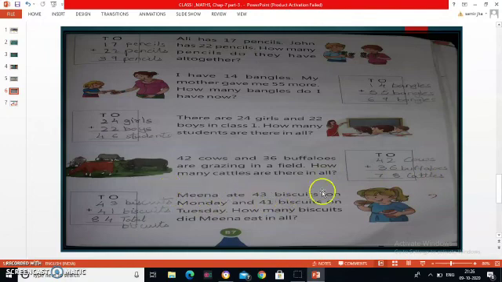Meena ate 43 biscuits on Monday and 41 biscuits on Tuesday. How many biscuits did Meena eat in all? Altogether, how many biscuits she ate, including both the days? Yes. So let's start. 43 biscuits, 41 biscuits. You can write here Monday and Tuesday also, but space is not there, so avoid. Now look here. 3 plus 1, 4, and 4 plus 4, 8. So 84 total biscuits she ate. Done. Very easy examples. Just try to understand these kind of questions. You can do on your own also.